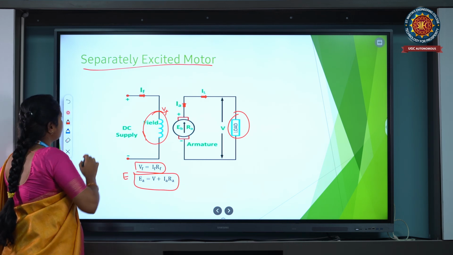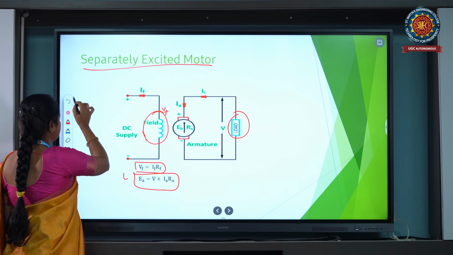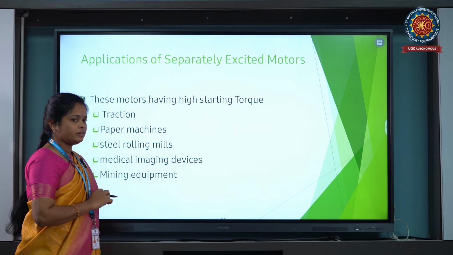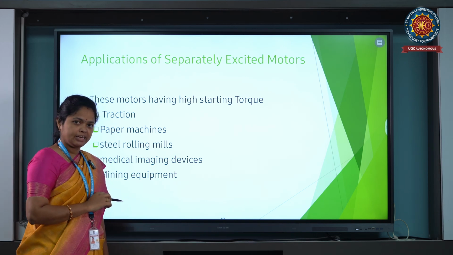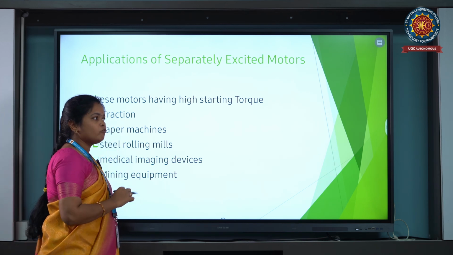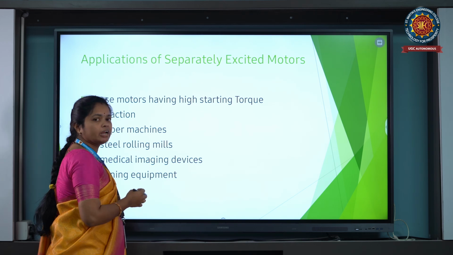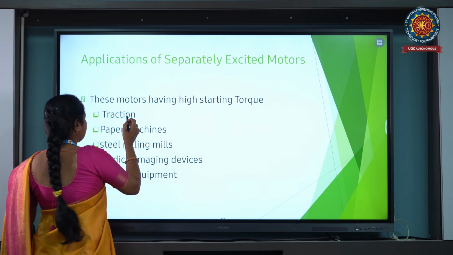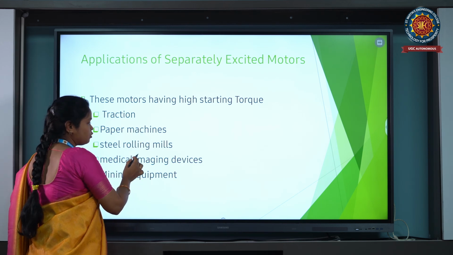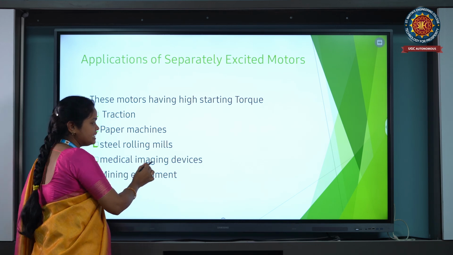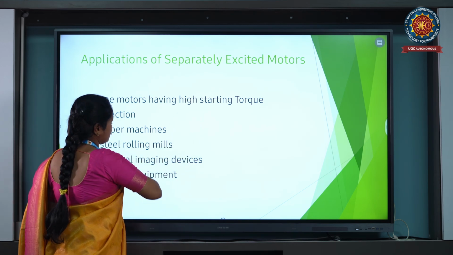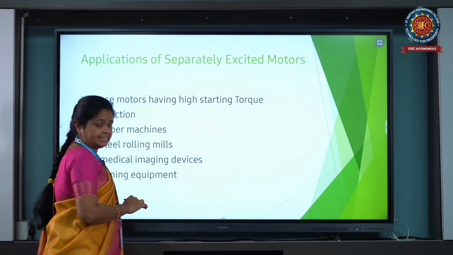These types of motors are mainly used for industrial purposes. The starting torque of these motors is very high, and that is why they are mainly used in traction, where we require high starting torque. The applications are traction, paper machines, steel rolling machines, medical imaging devices and mining equipment. These are the applications for the separately excited machine.